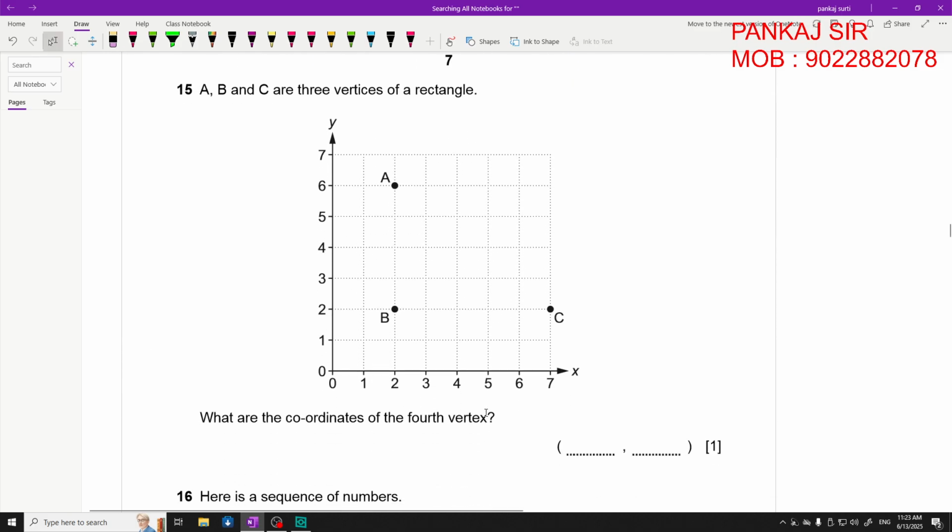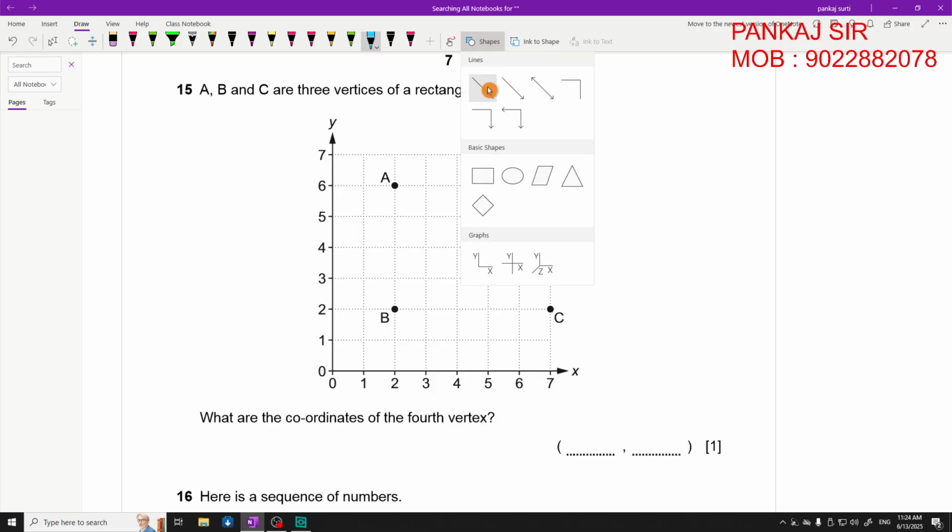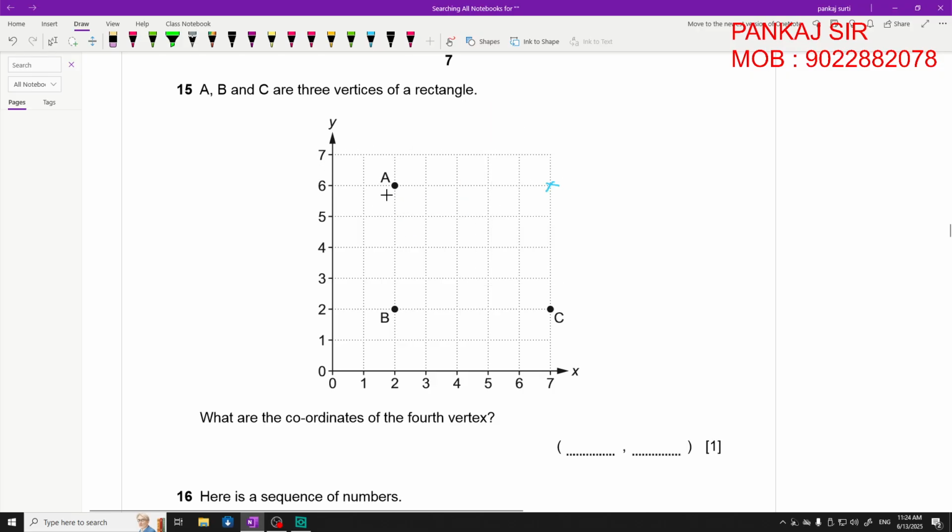Next question is, you can see here question number 15. A, B, C are three vertices of a rectangle. So A, B, C are vertices of a rectangle. What are the coordinates of the fourth vertex? Now fourth vertex has to be somewhere over here, right? Because he's telling you that A, B, C, D is a rectangle, isn't it? So if you want, you can try to complete this rectangle this way, right? You go.